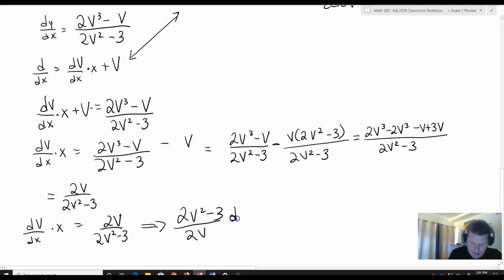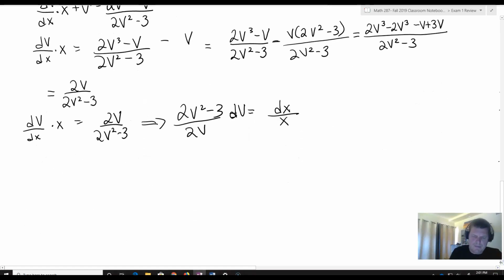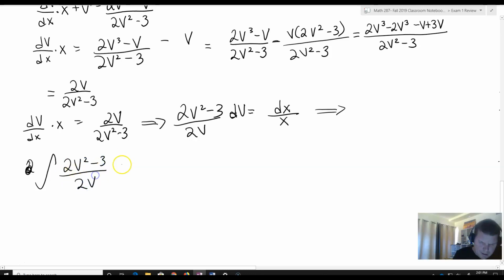dv equals dx over x. All right, fantastic. So now that we have that, we're just going to need to integrate. So I want to integrate (2v squared minus 3) over 2v dv equals the integral of dx over x.